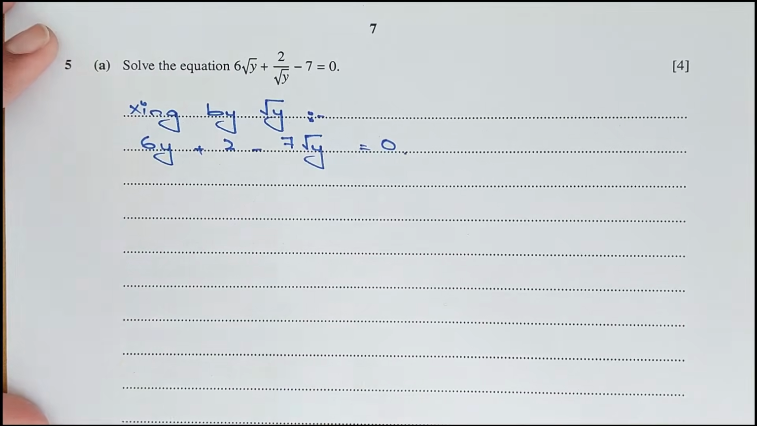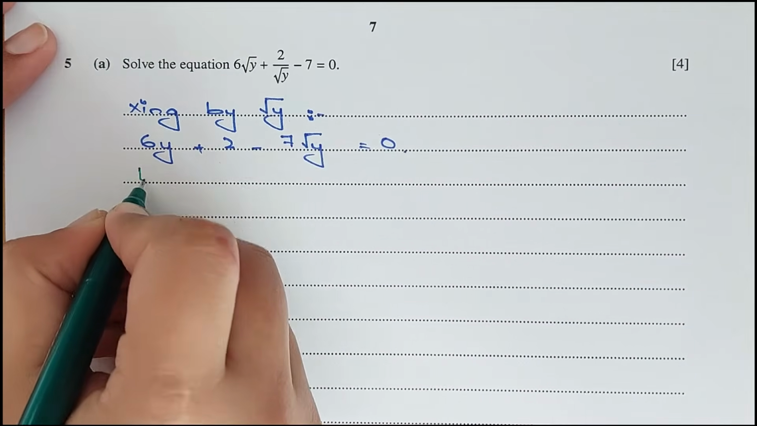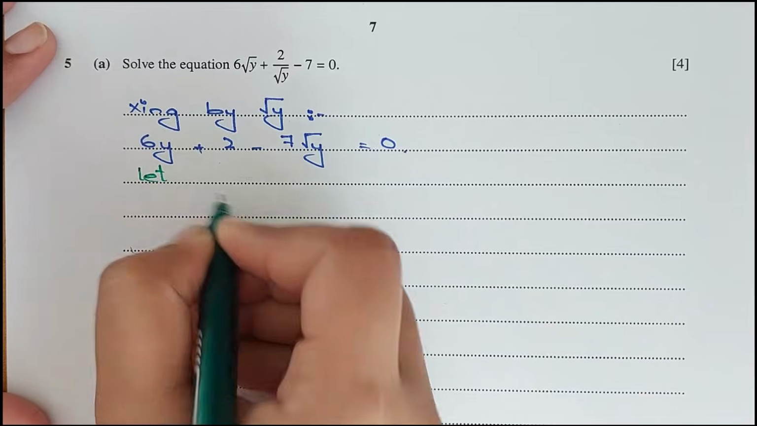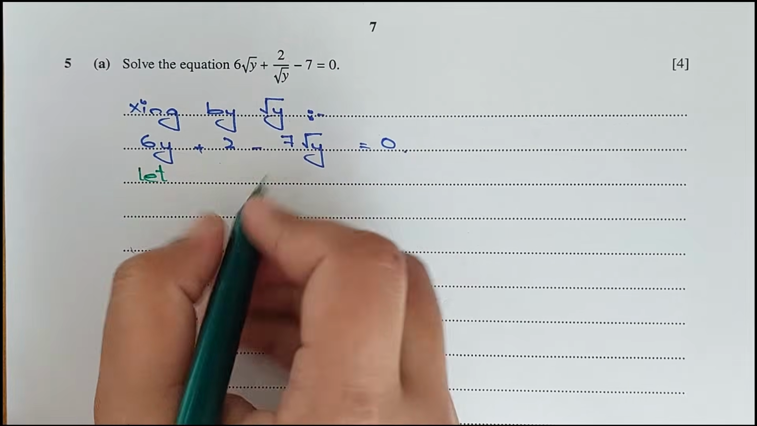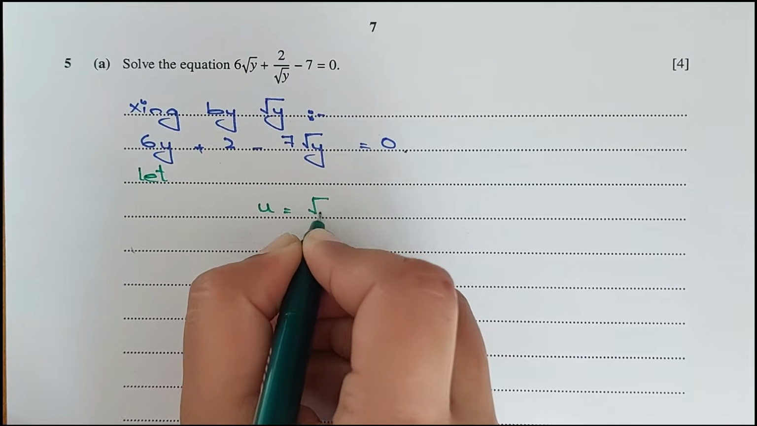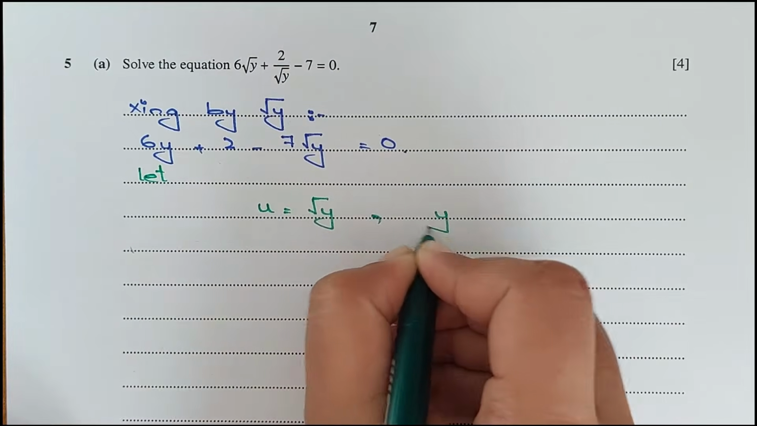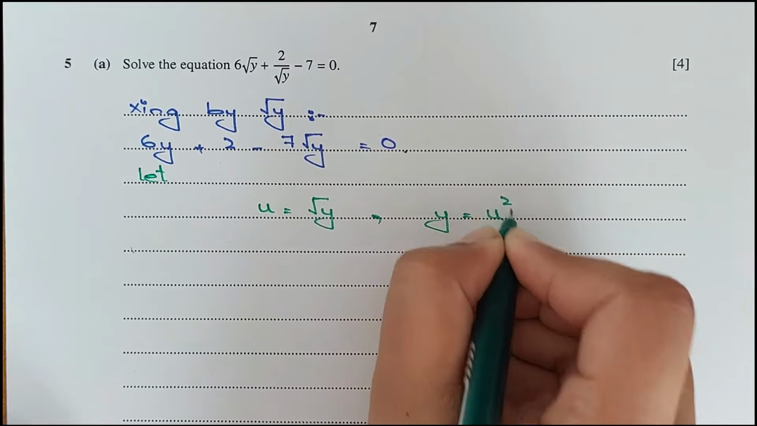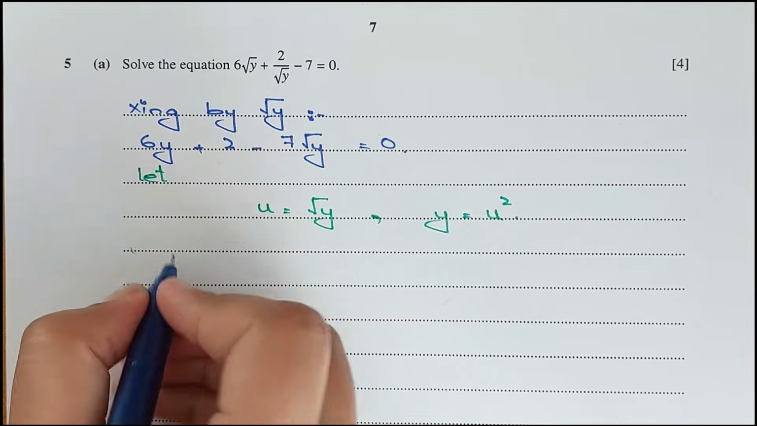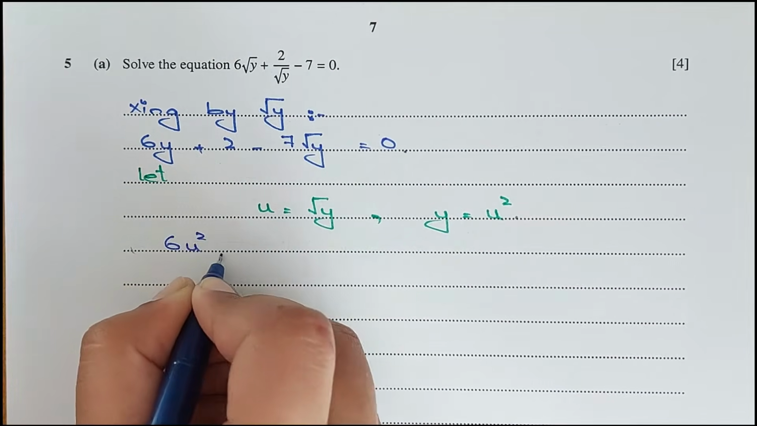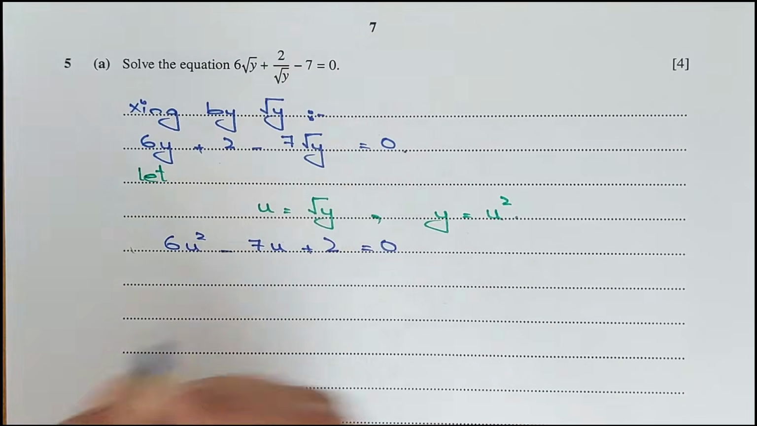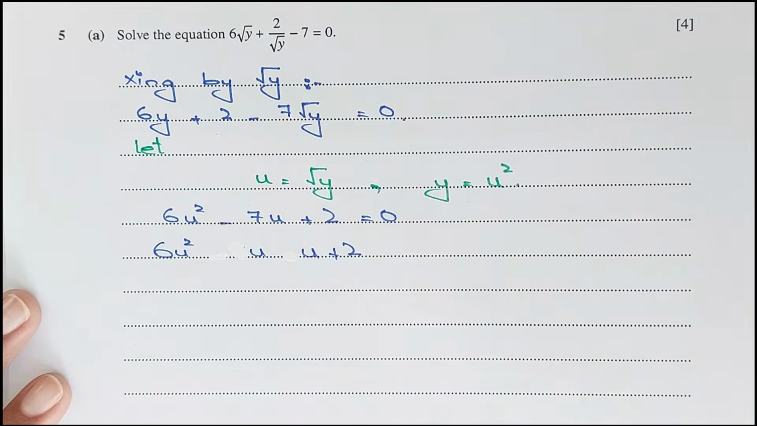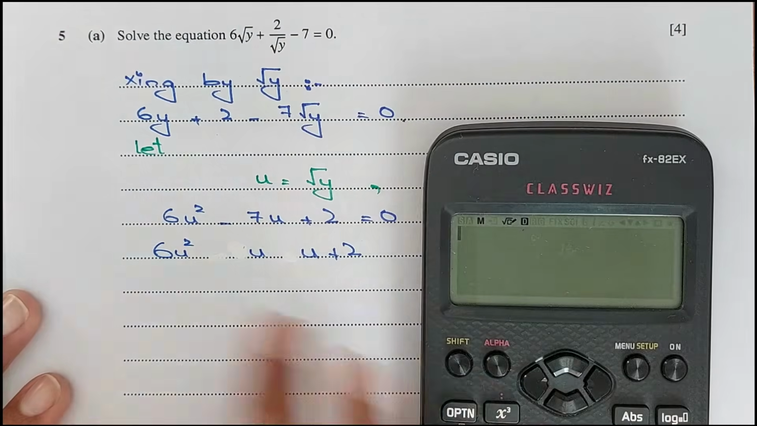Now let's suppose that u is equal to the square root of y. And what is y? y equals u squared. If I substitute over here, 6u squared minus 7u plus 2 is equal to 0. Okay, let me factorize this.